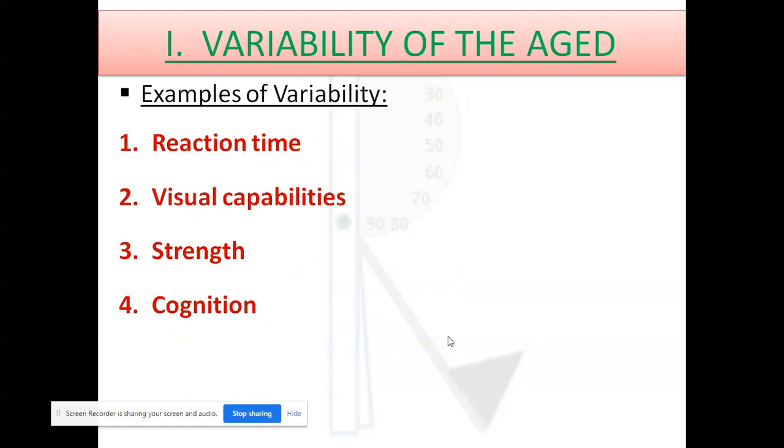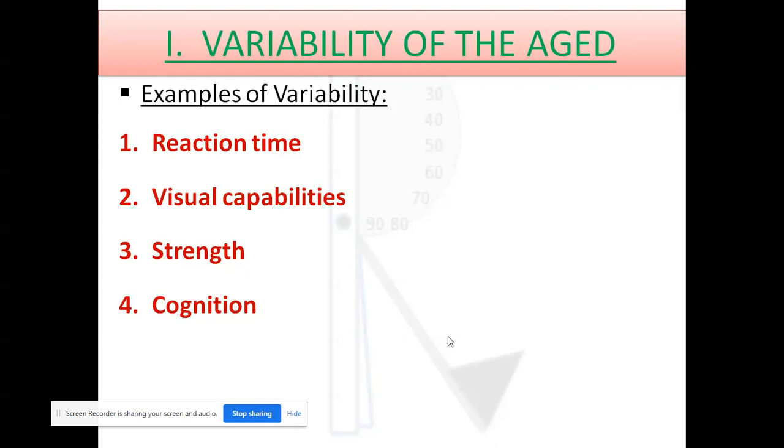Talking about variability of the aged. The aged are more variable in their level of functional capabilities. The differences that can be identified cognitively are totally different compared to youngsters. Examples of variability are reaction time, visual capability, strength, and cognition. Also, remember one more thing: chronological age is a poor indicator of physical or cognitive function. When you define age physically, you cannot tell that a person's brain is weakened depending on chronological age.